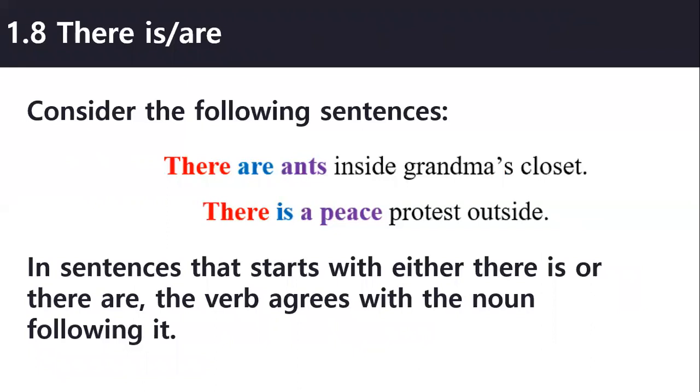In sentences that start with either there is or there are, the verb agrees with the noun following it. So, since we have ants as a plural noun, the verb is plural. And since we have a peace protest as a singular noun, the verb is singular.